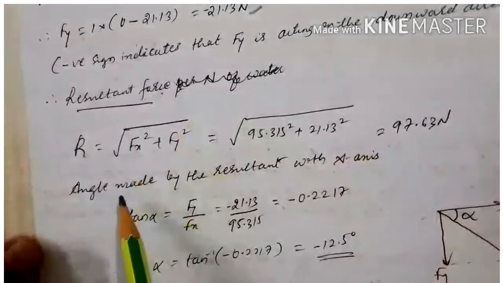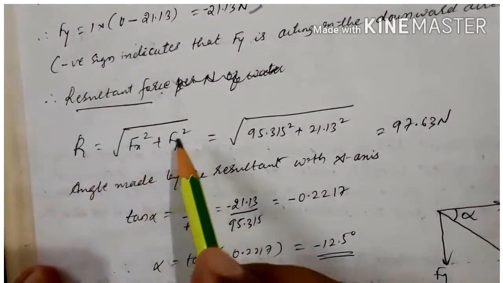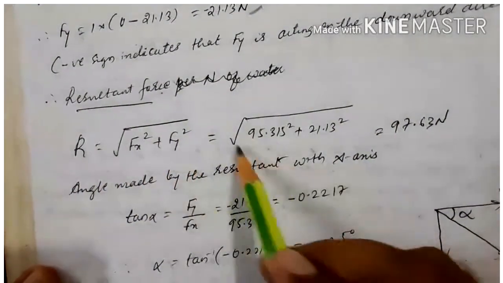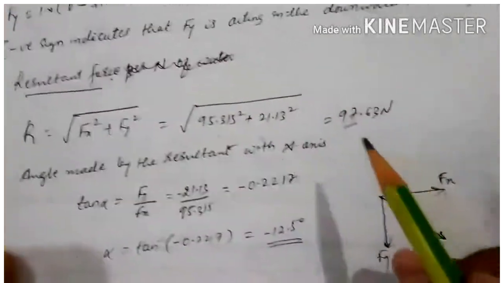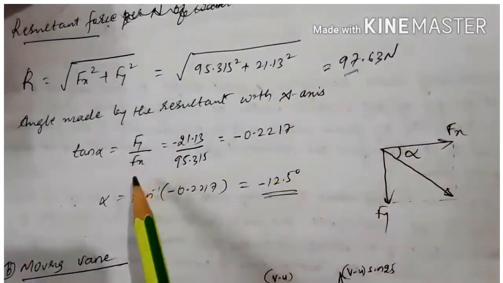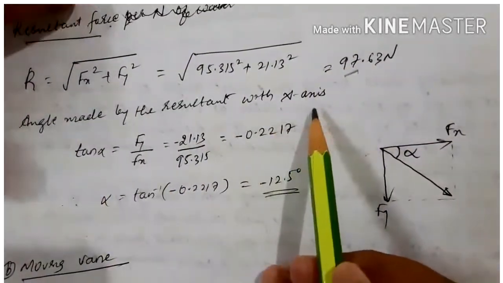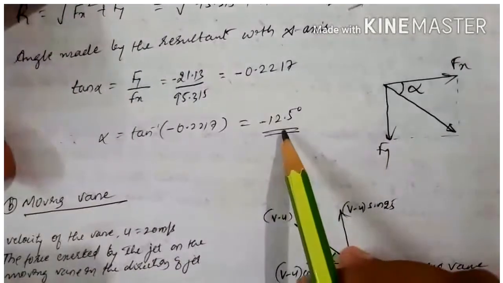Then finally the resultant force we have to calculate, that is R equals root of Fx square plus Fy square. Substituting the values of Fx and Fy, we get the resultant force as 97.6. Then the angle made by this resultant with the horizontal, that is with the x-axis, tan alpha is Fy by Fx. Then we get the angle as negative.